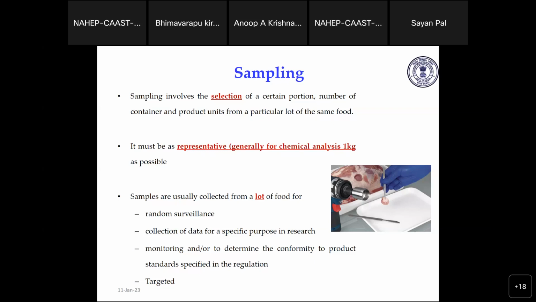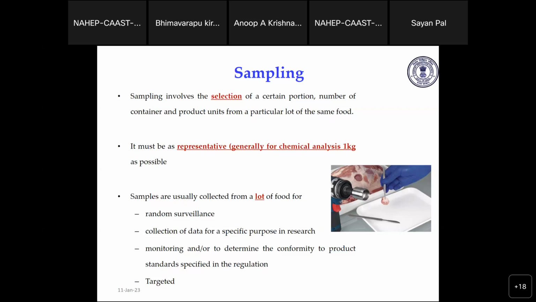And there are different types of sampling. Random sampling means there is no uniformity being maintained. Some samples are drawn for a specific research purpose. Some sampling protocols are for monitoring purposes, like the monitoring of pesticide residue at the national level, which is done by the Ministry of Agriculture. In the same way, monitoring is done by the Export Inspection Council for all animal origin products: milk, honey, meat, shrimp, and aquaculture products.